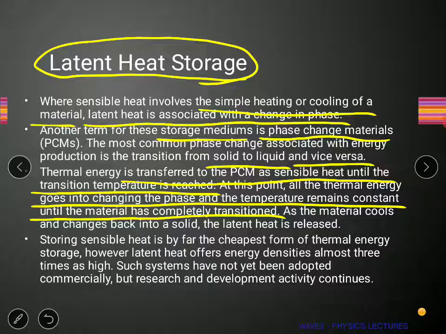So the temperature will keep on remaining constant, the material will keep on absorbing heat, and solid will change to liquid. Then as the material cools down, it changes back into solid and the latent heat is released. So if the material is converted into liquid, and liquid again gets back into solid, there should be a release of heat, and that release of heat is actually used. So this is latent heat storage.